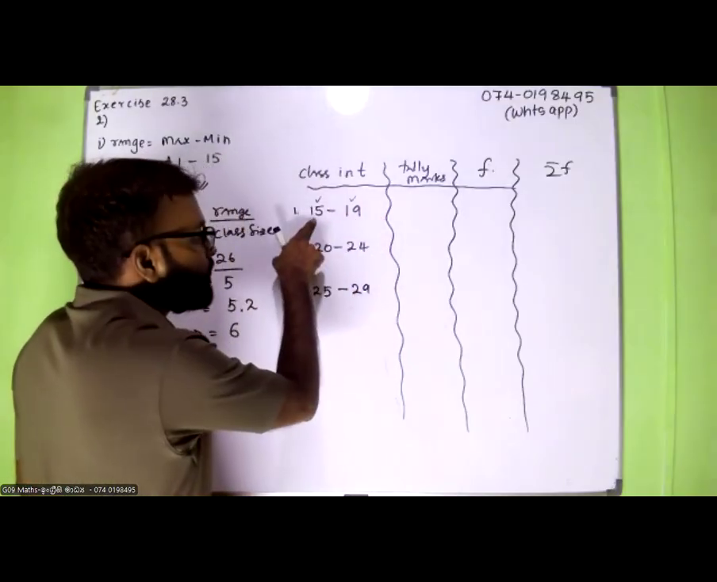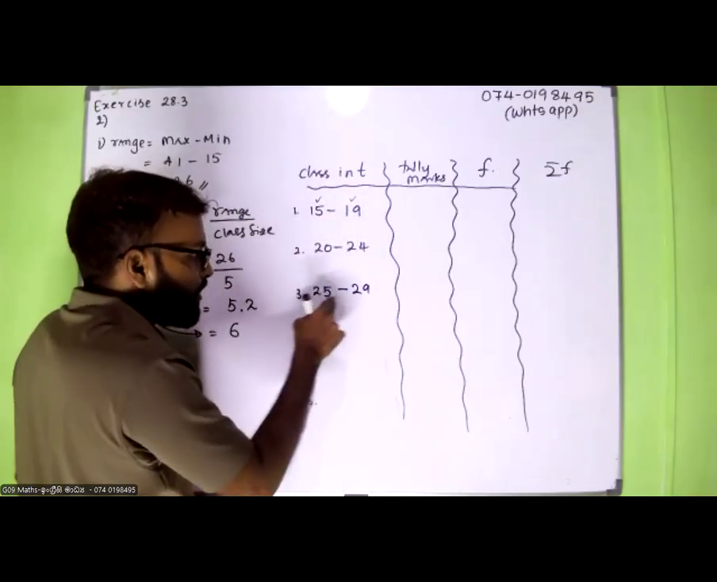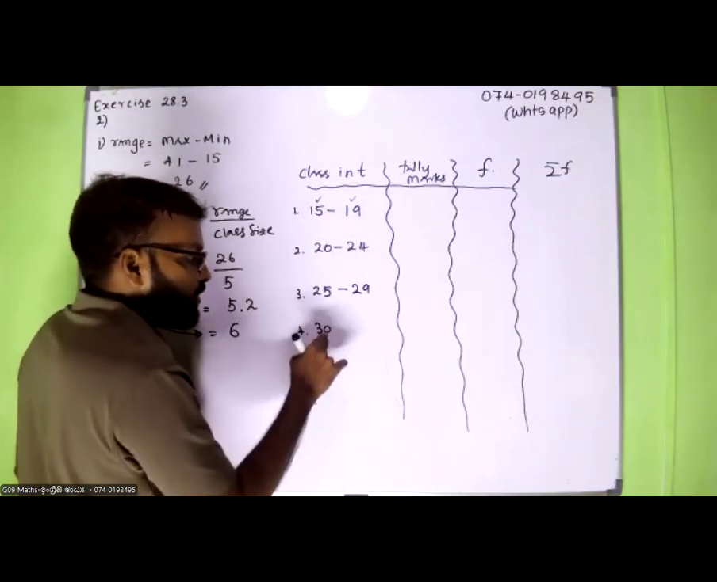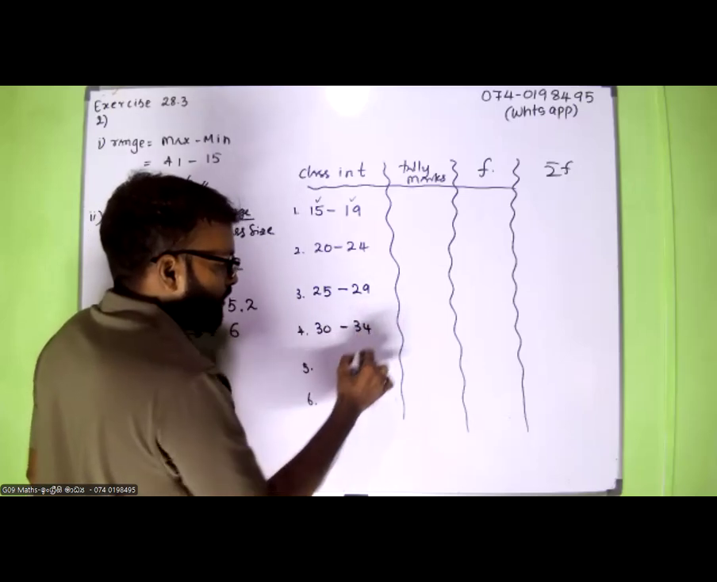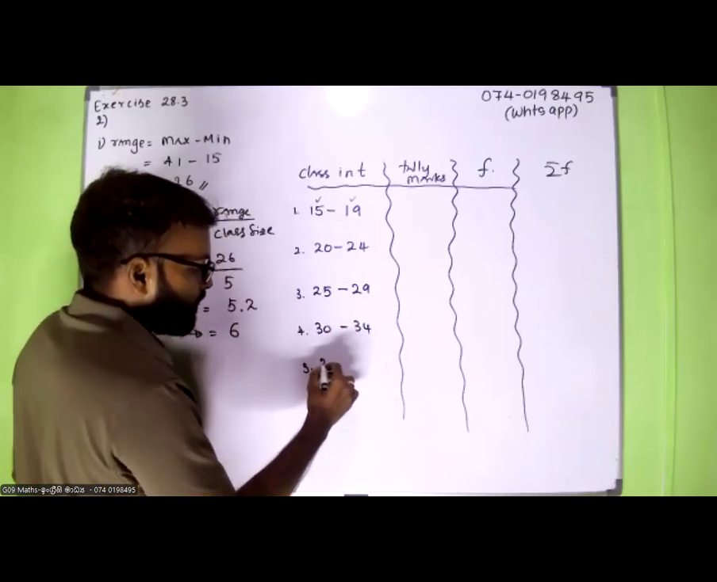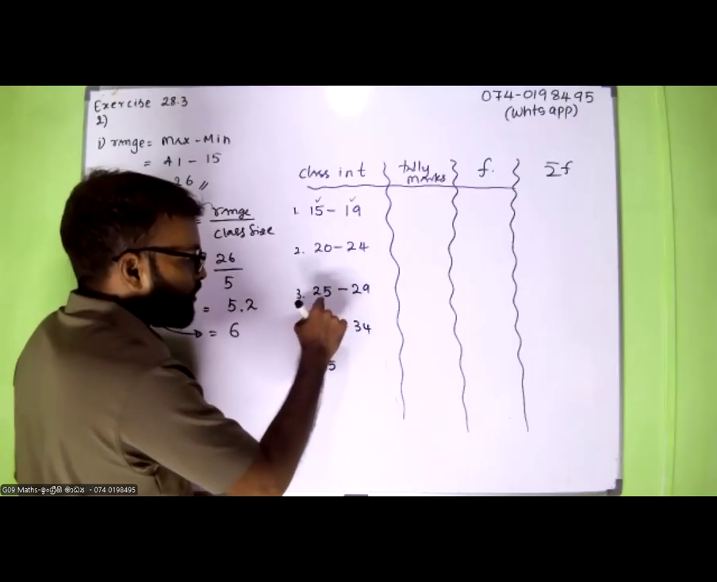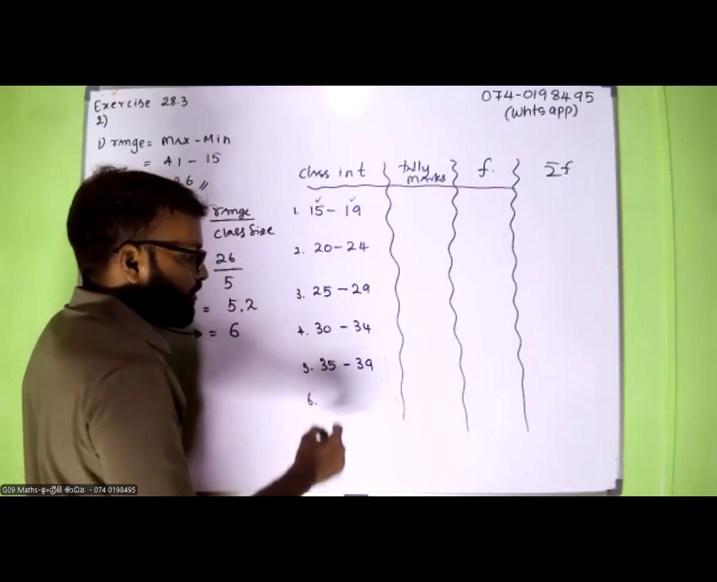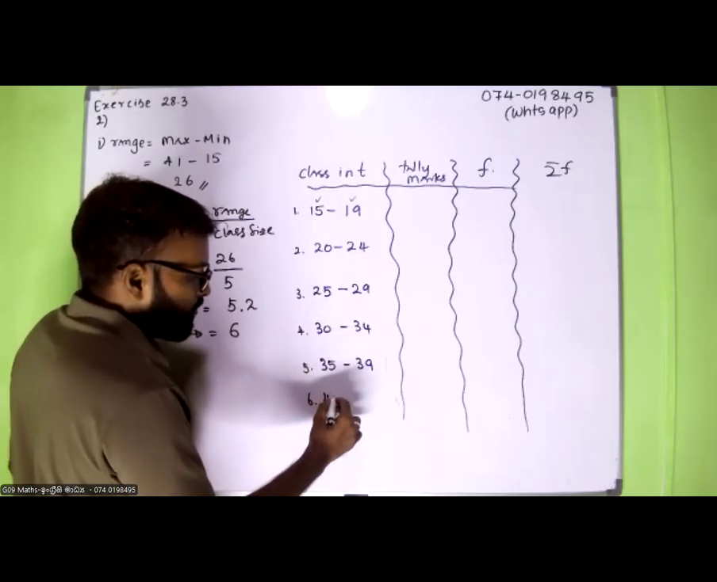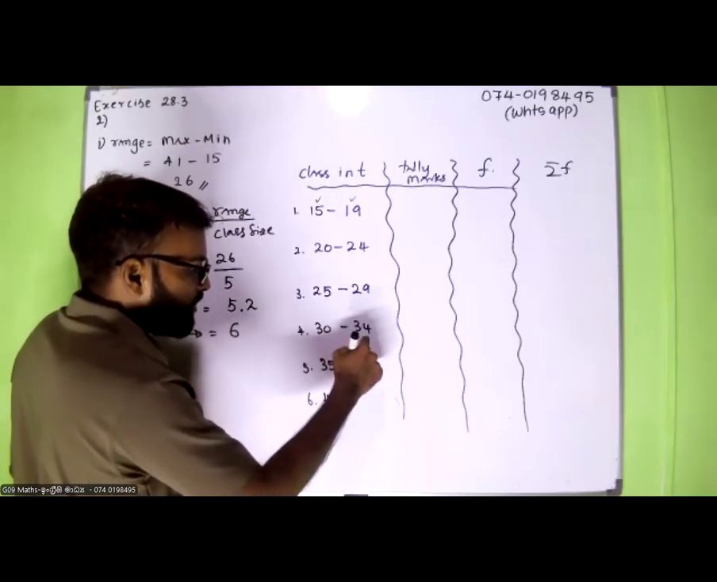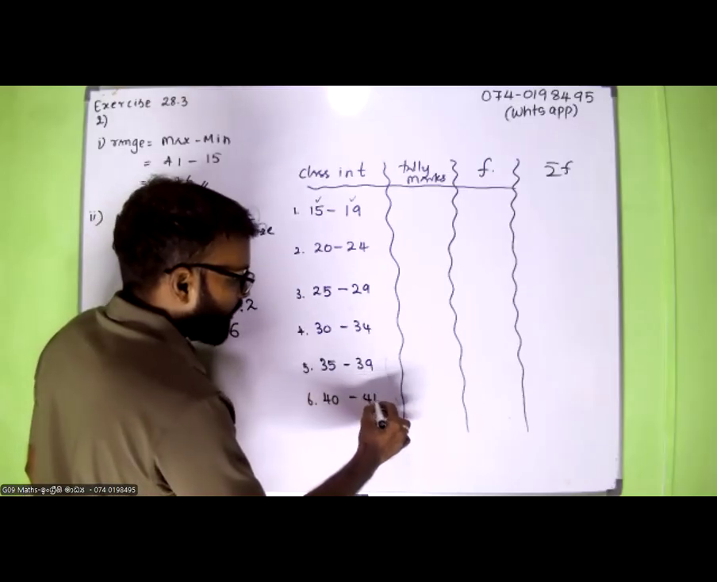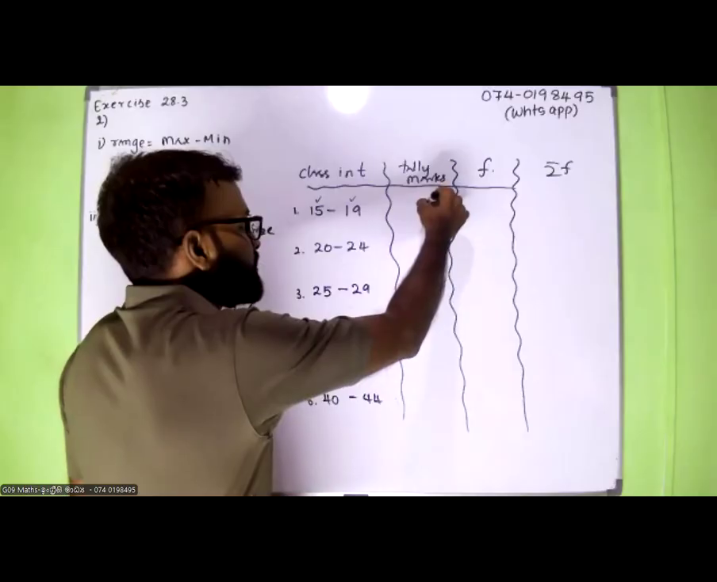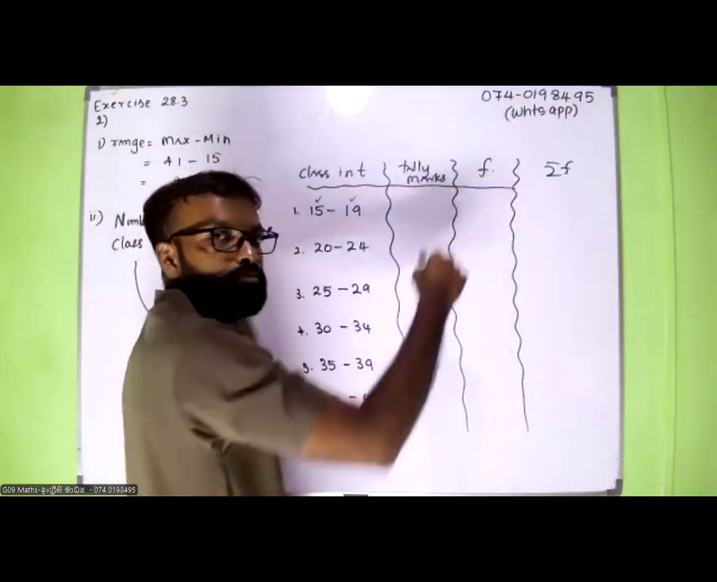Make 15, 19, 25, 29, 30, 20, 24, 30, 34. Right? Likewise. Then 35. So here 25, 29, 35, 39. Right? Then you have to start from 14, 30, 34, 40, 44. Right? That is one of the patterns. So you can fill this name, tally marks, frequency and sigma.